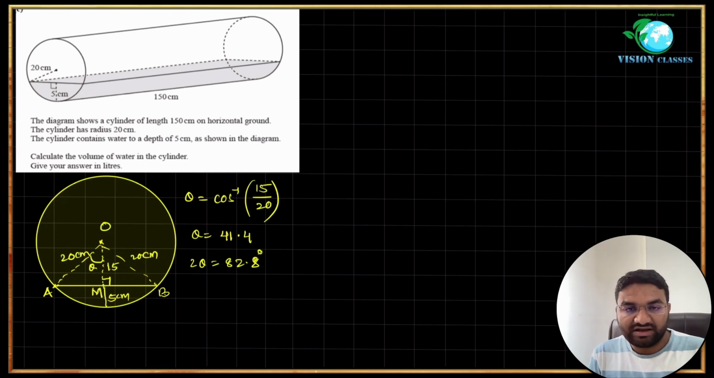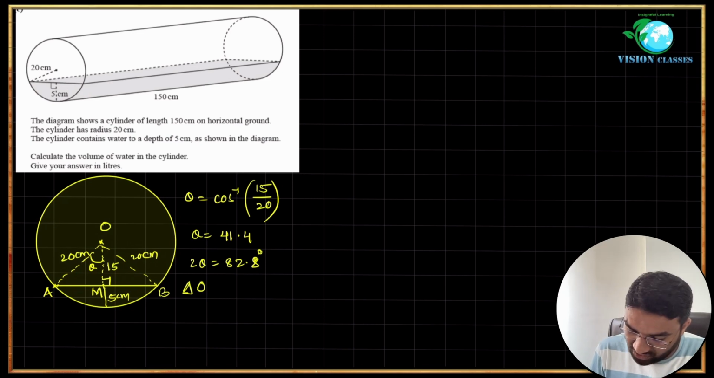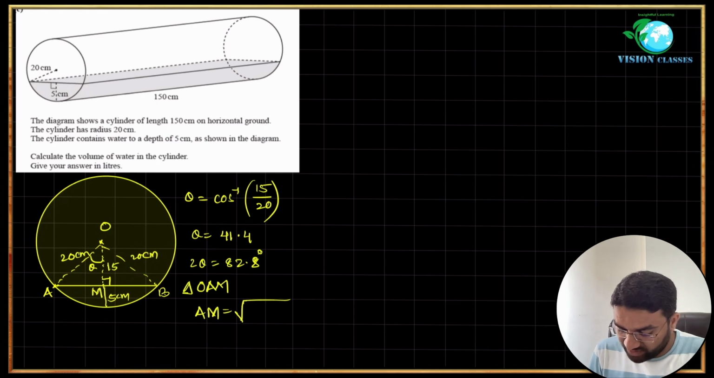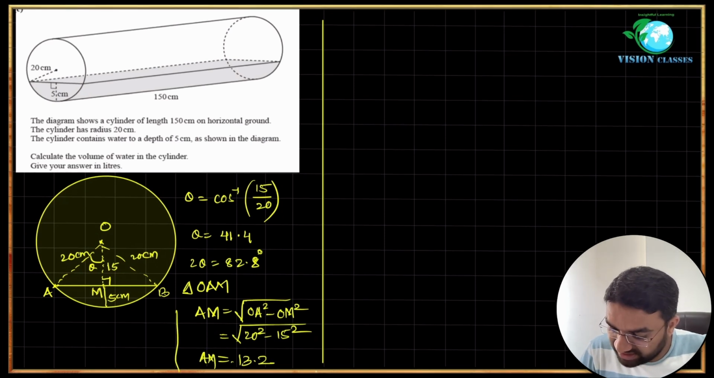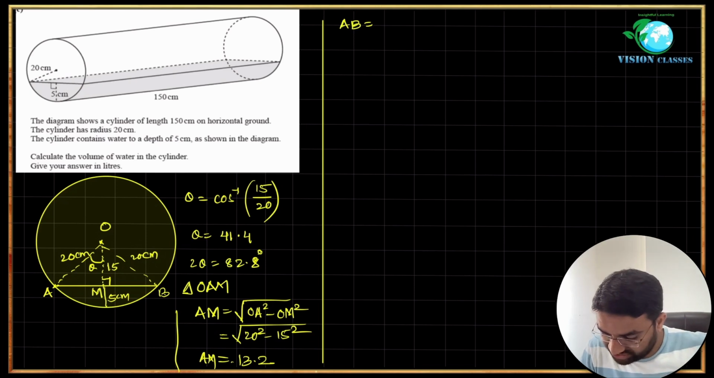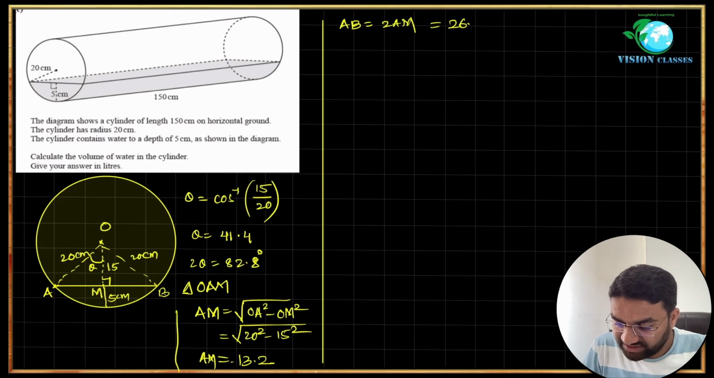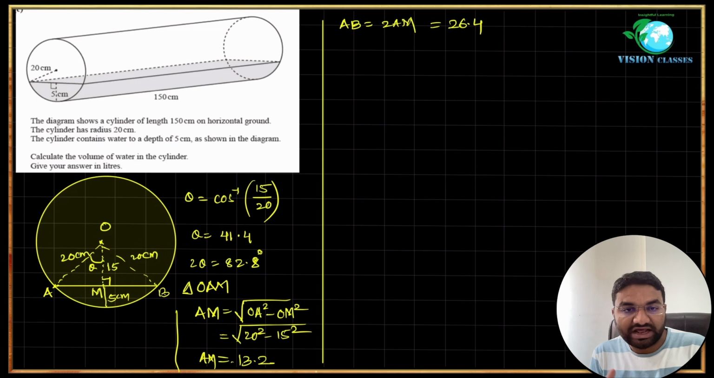Now we have to calculate AM in triangle OAM. AM is equal to the square root of OA squared minus OM squared, so 20 squared minus 15 squared. We will get 13.25 for AM. Now we have to calculate AB completely. AB is nothing but 2 times AM, so it will be 26.4. That's the answer for the AB length.